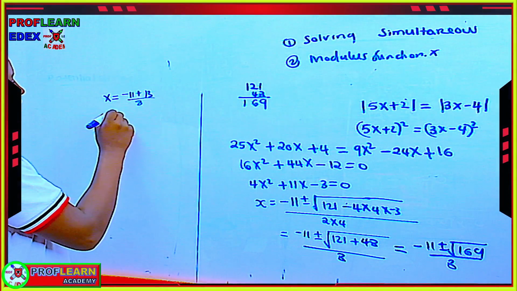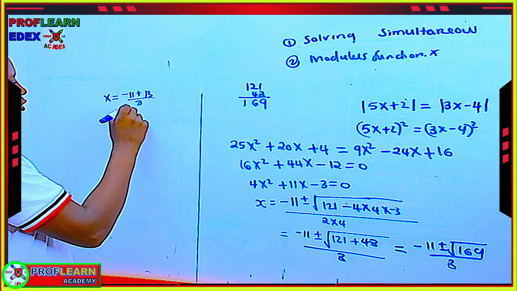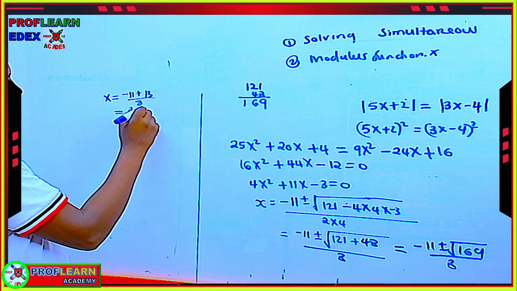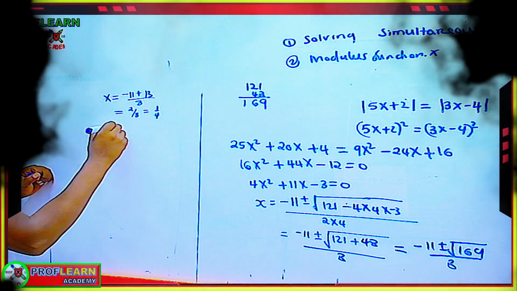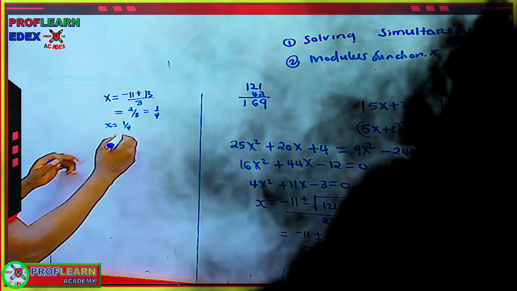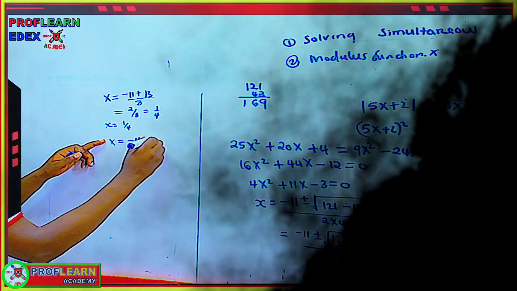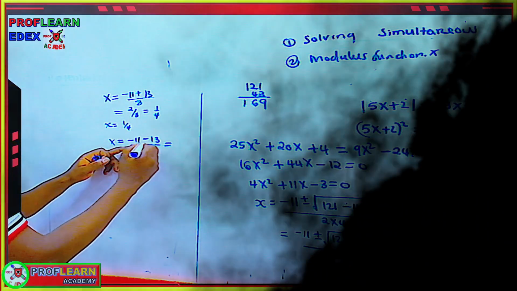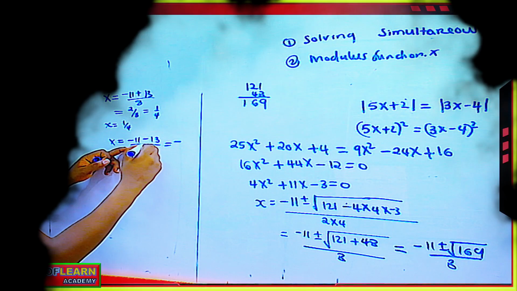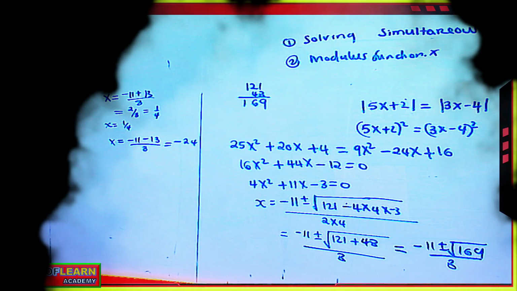So the first answer here will be actually 2 over 8, which is going to be 1 over 4. Say x is equals to 1 over 4. The second value, it will be x is equals to minus 11 minus 13 over 8. So that is going to be what? This is going to be negative 24, isn't it?